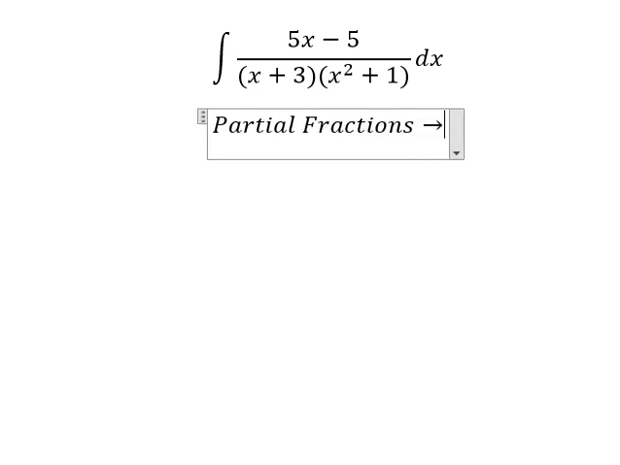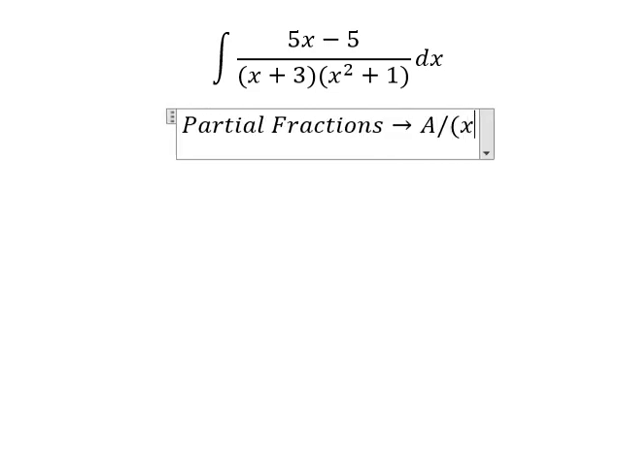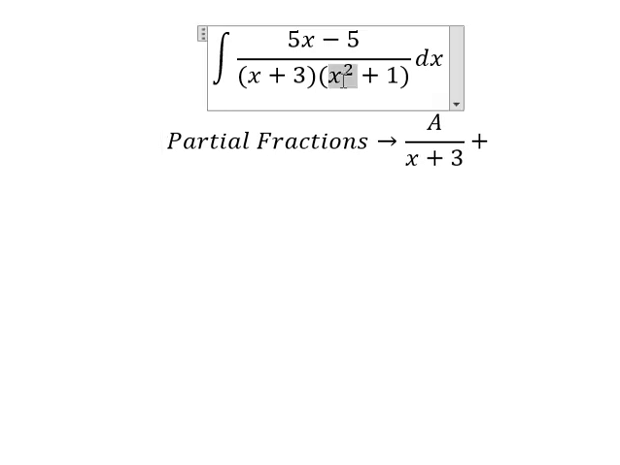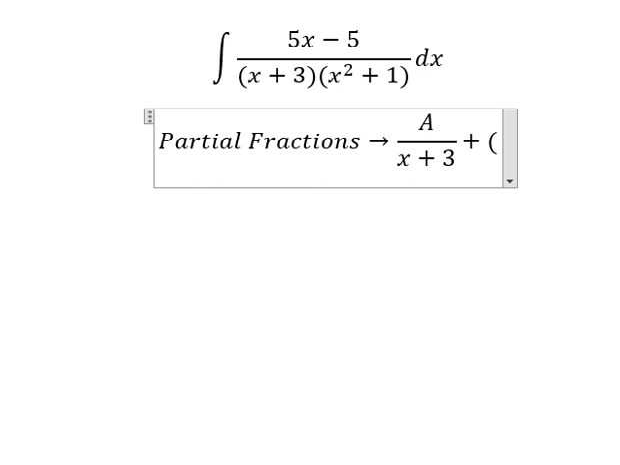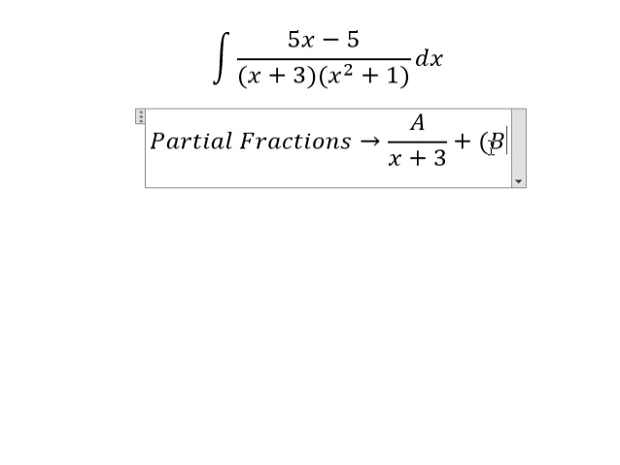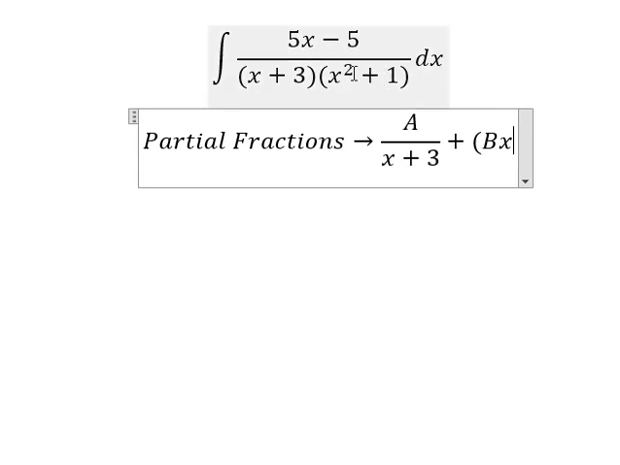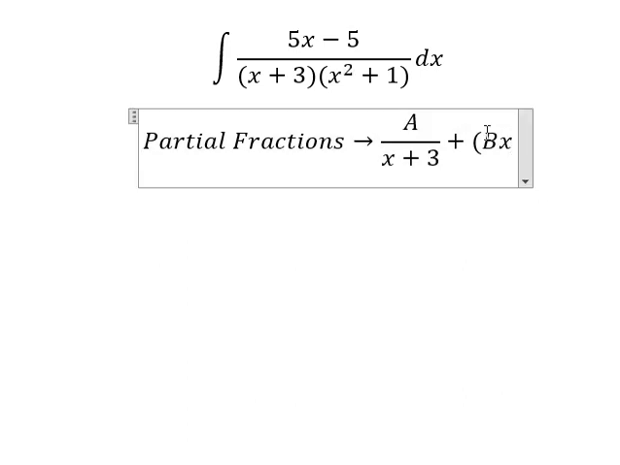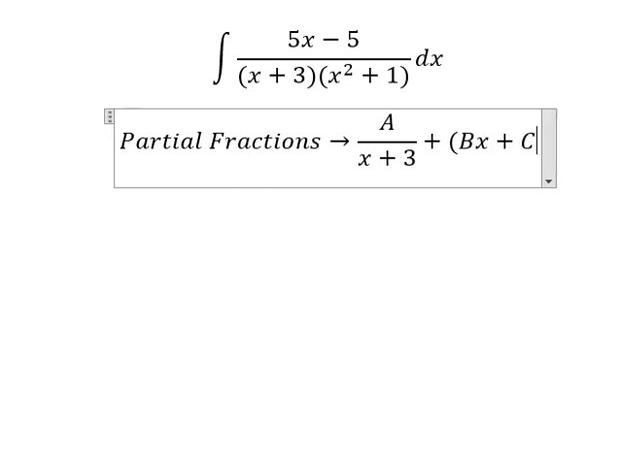So I will put A over s plus 3. This one we have the power 2, so on the numerator, we need to reduce the power by 1. That means we have 2 minus 1, and that's why we have Bs. Later we need to reduce the power to 0. That's why we have C.